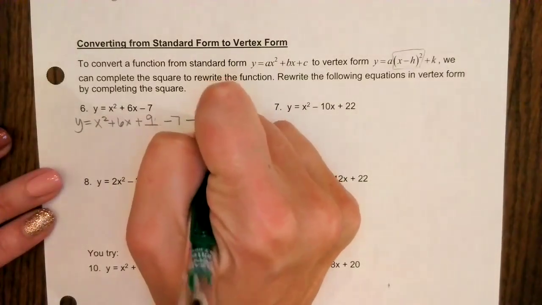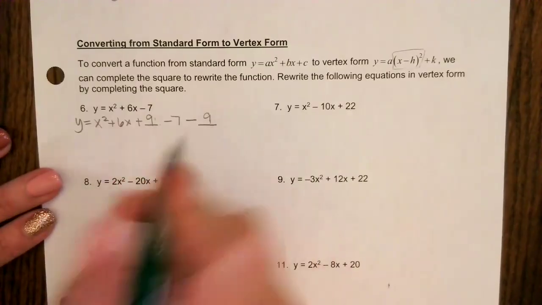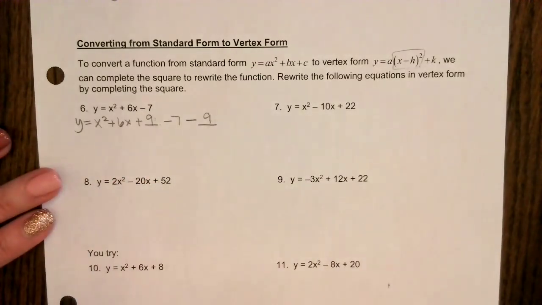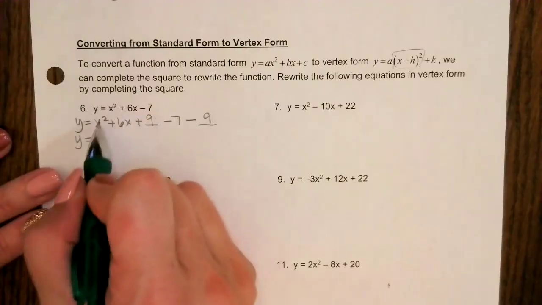Whatever I do there, I have to subtract it because plus 9 minus 9 is 0. So I have not changed the value of this equation. I've just changed the way it looks. And here's the reason why we did that. I need to factor this now.